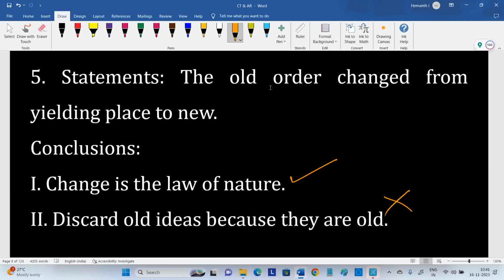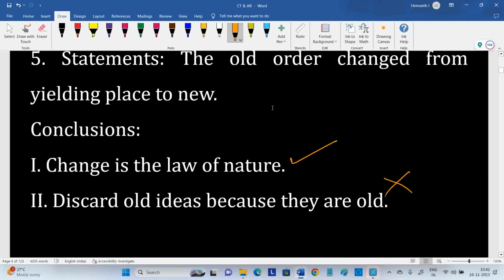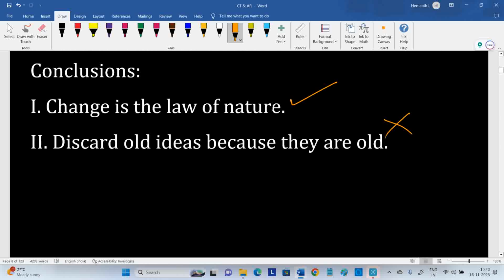Change is the law of nature. Yes, change is happening. Old will go, new people will come. Again, next generation, new people will come. That's acceptable. But they're not particularly mentioning ideas only. They said the old is changing and giving way to the new one. They're not particularly talking about ideas, and they didn't say that because it is old, it should be discarded. That is not the discussion there. Right, so the first one follows. And later you search, you'll find a place where you can see previous questions like this.